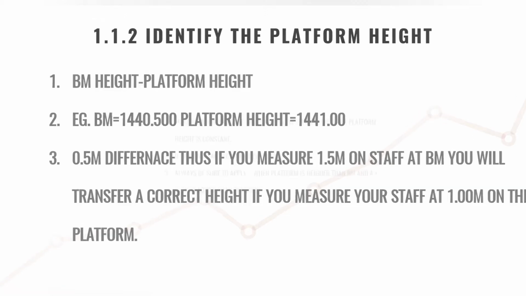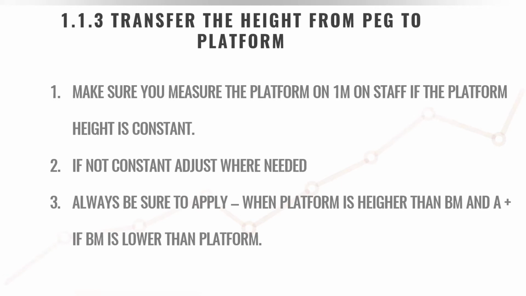Let's look at some more points on how to transfer the height from peg to platform successfully. Some more points to consider is to make sure that the platform is on 1 meter on the staff if the platform height is constant. Remember that if the platform height or any other height is different to the one that you have calculated, you need to recalculate what the height should be on your staff and then make sure to put that exact height either on a profile pole if you cannot measure it on a specific platform yet. So please make sure of these measurements. If not constant, adjust where needed.